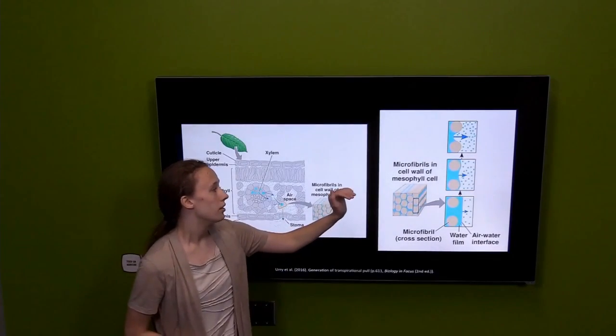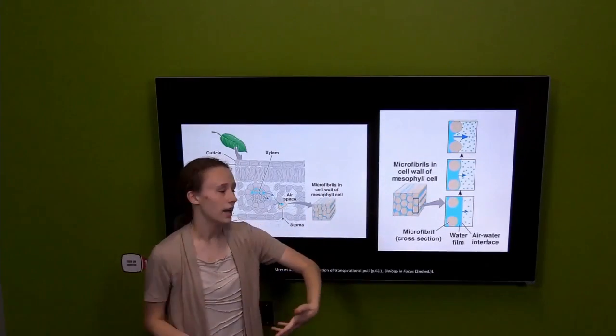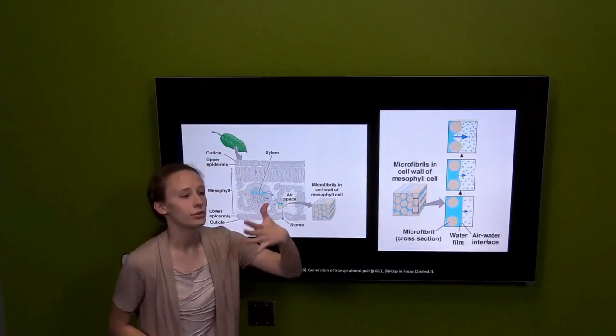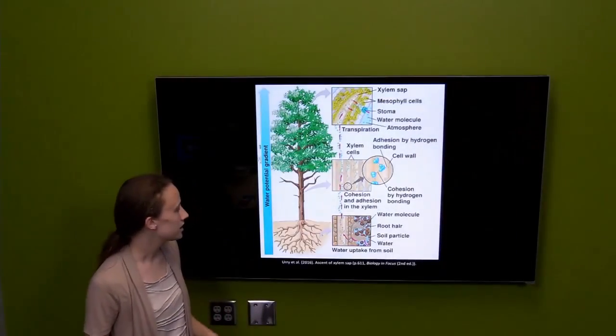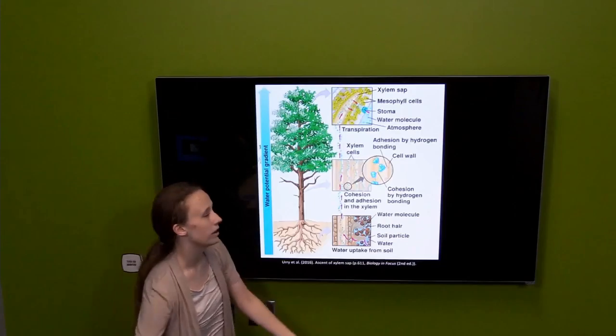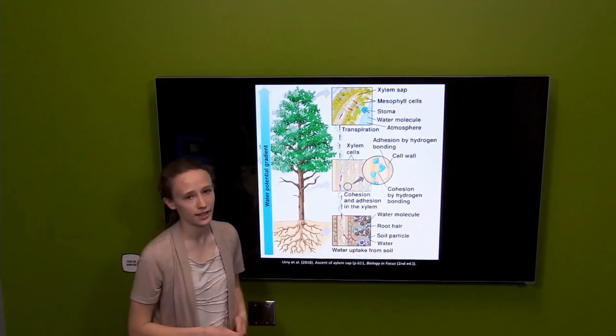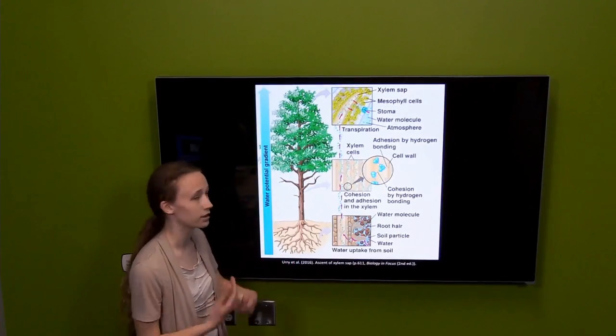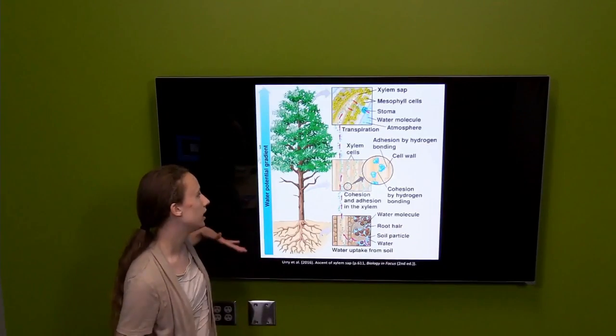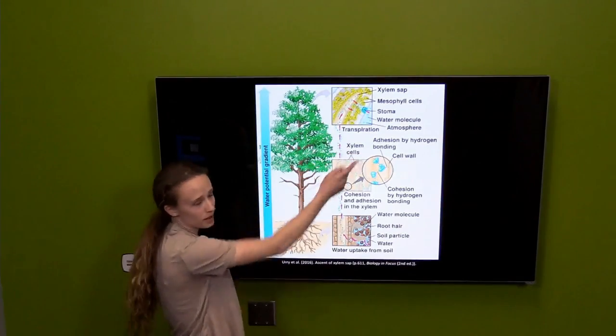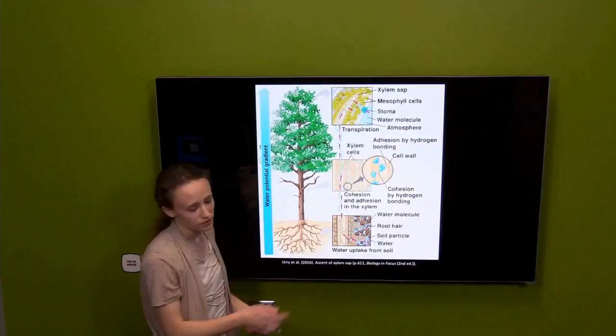So, as evaporation happens, it draws in new water molecules from the xylem. This generates a tug that goes throughout the whole column of the tree, and all the water molecules kind of create like a little rope or a train. They're all strung together, and water is drawn up from where it's evaporating all the way down from the roots of the tree.